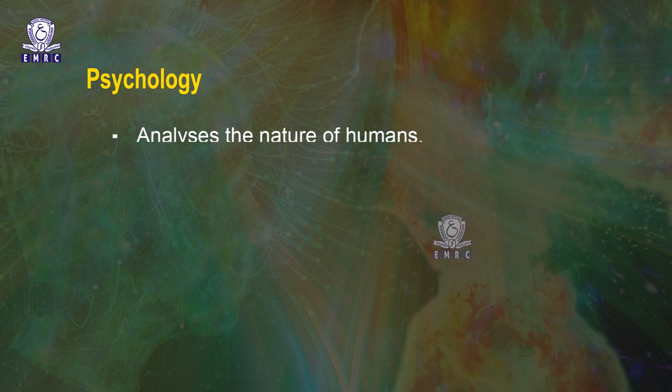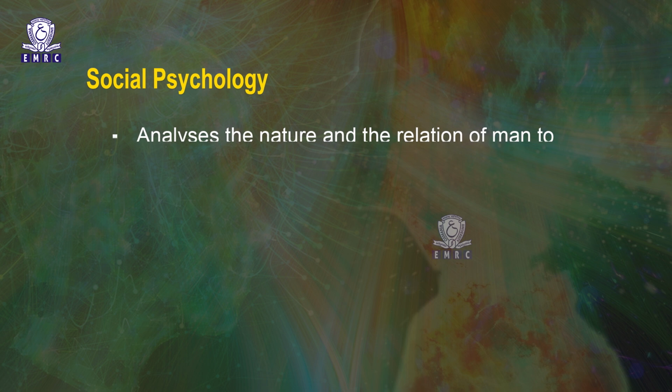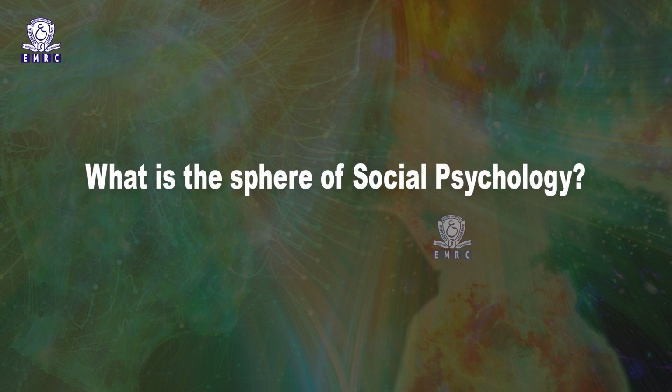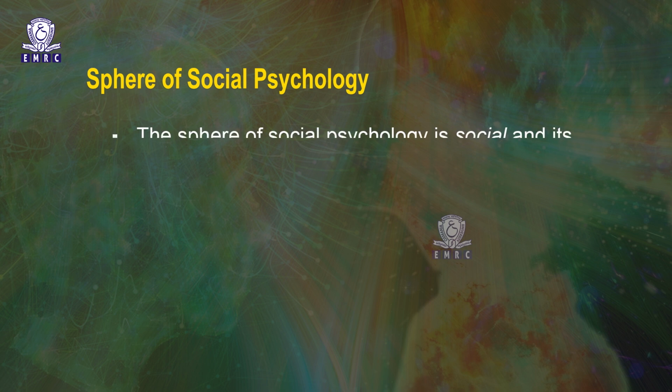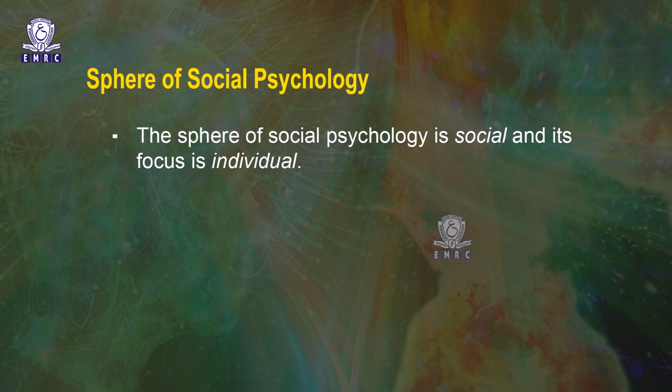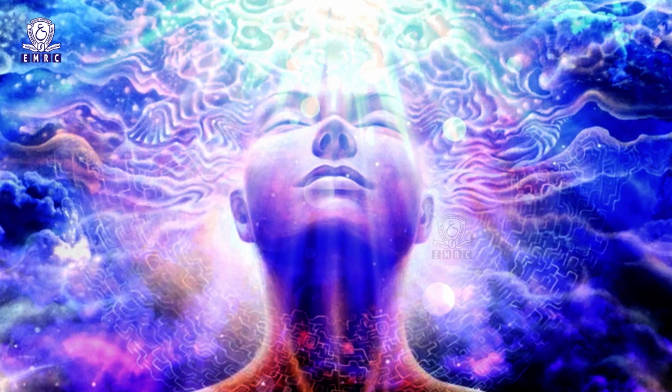While psychology analyzes the nature of humans, sociology analyzes the nature of society. Social psychology, on the other hand, analyzes the nature and the relation of man to society. Then, what is the sphere of social psychology? The sphere of social psychology is social and its focus is individual. It is the study of the individual in a particular social situation.